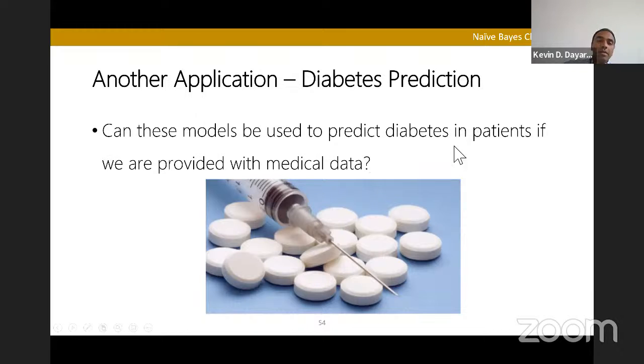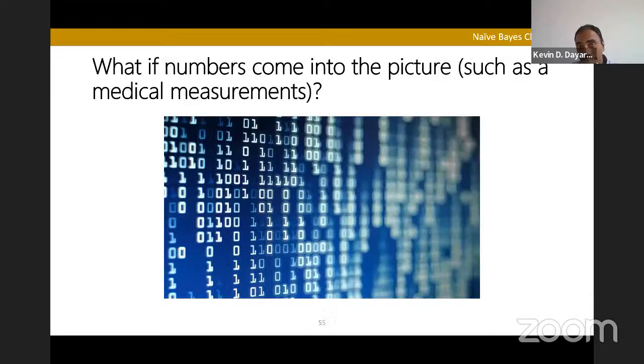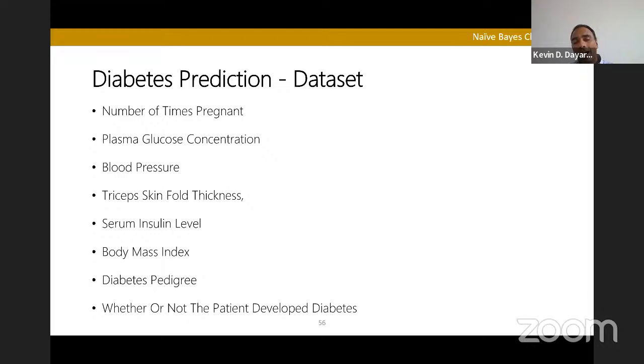Okay, so here is another application, diabetes prediction. Can these models be used to, say, predict diabetes in patients if we are provided with medical data? So what if numbers come into the picture, such as medical measurements? So I have this diabetes data set. This is also from that online book.